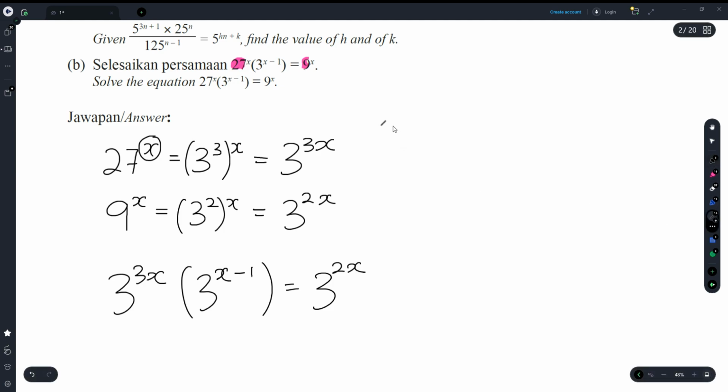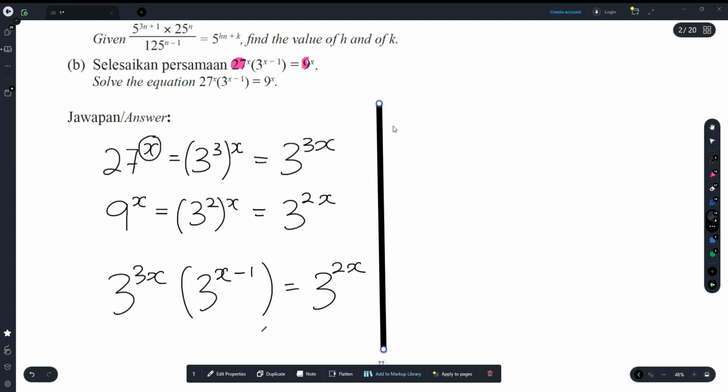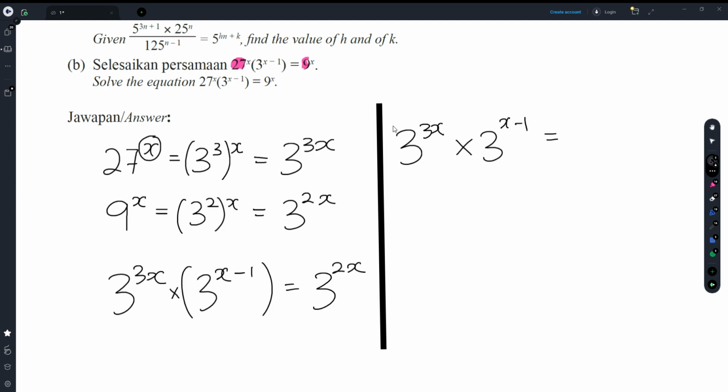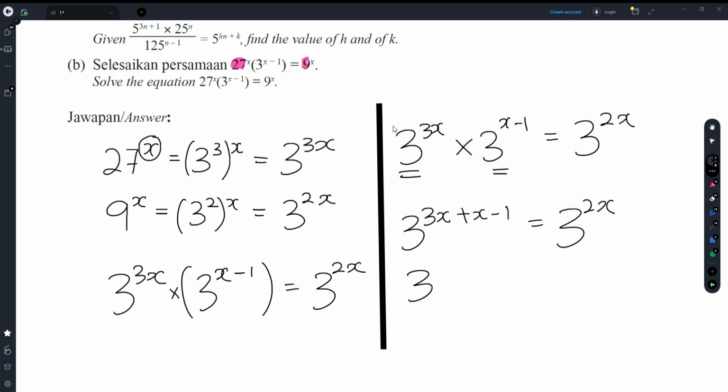As you continue, what will happen is very simple. The process between them is multiplication. So basically it's 3 to the power of 3x multiplied by 3 to the power of x minus 1, equivalent to 3 to the power of 2x. Same base, so you can add their powers. So 3 to the power of 3x plus x minus 1 is equivalent to 3 to the power of 2x. When you simplify, this is 4x minus 1, and this is 2x only, which cannot be simplified further. Cancel the bases: 4x minus 1 is equivalent to 2x.